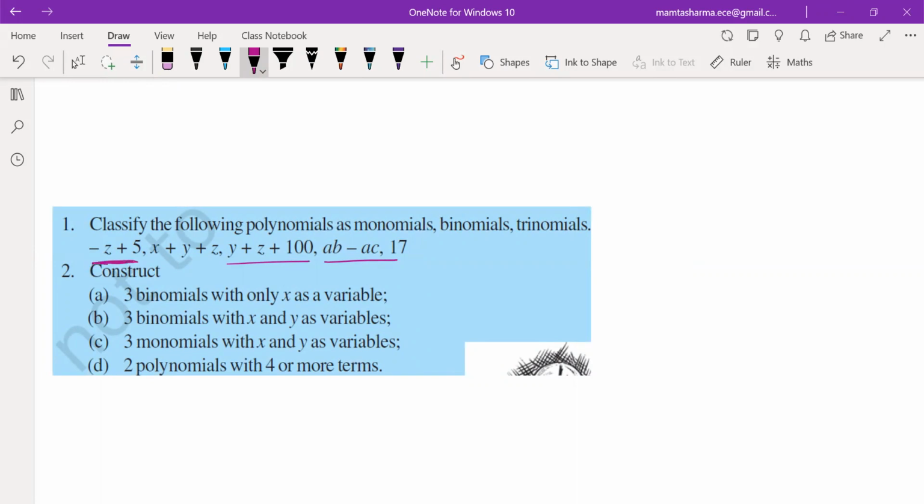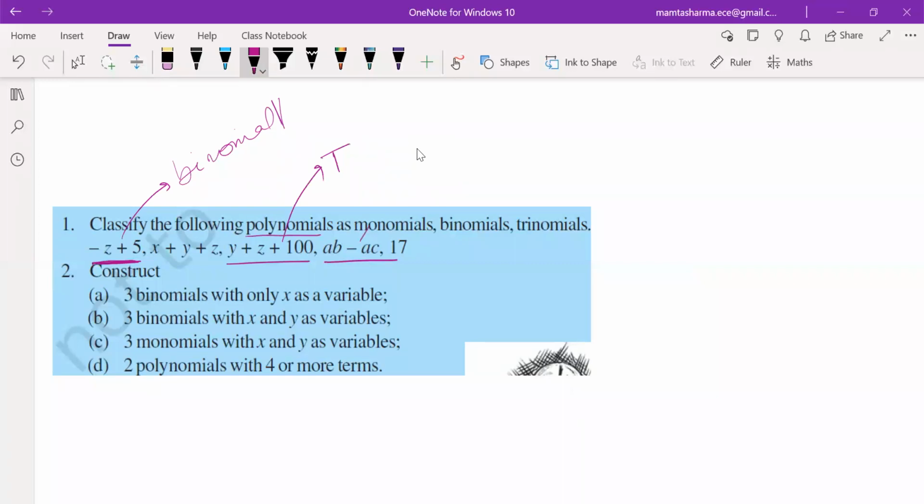Ma'am, minus z plus 5, can I say it is a binomial? Yes, binomial. Or if I say polynomial or not? No, ma'am. Yes, ma'am, they are all polynomials. It is given: classify the following polynomials. They all are polynomials. Yes, ma'am. Ma'am, y plus z plus 100, trinomial. This is trinomial.